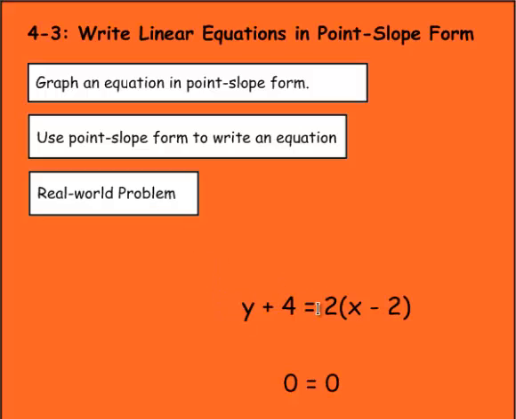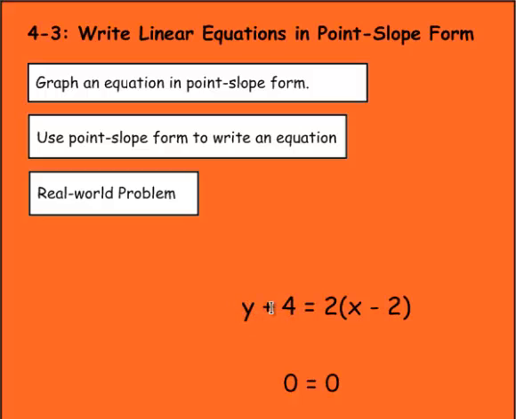You see y plus 4 equals 2 times the difference of x and 2. And whenever you solve equations, you need to make it into a true statement. What helps you is that you know that 0 equals 0 is always a true statement. So you could ask yourself, how can I get this side to be 0? And how can I get this side to be 0?